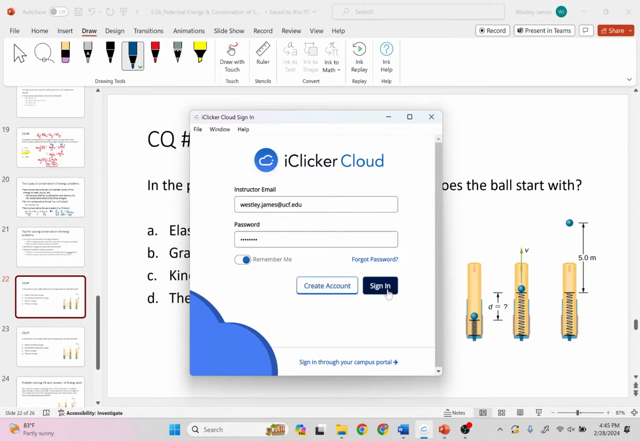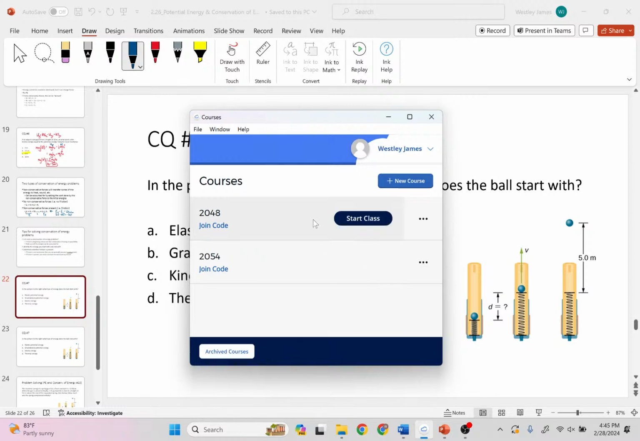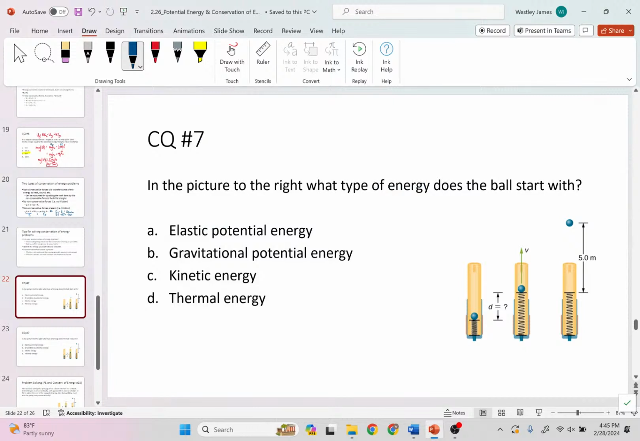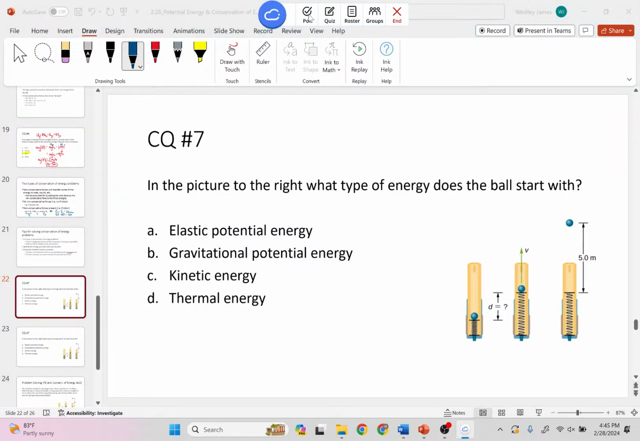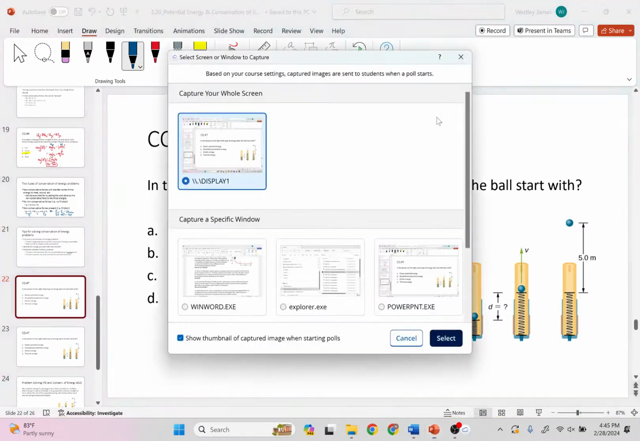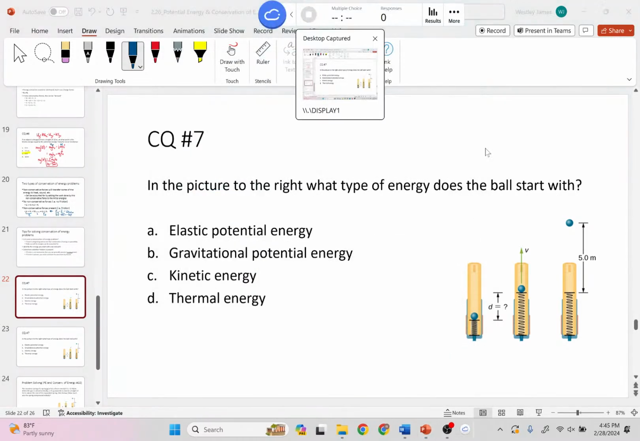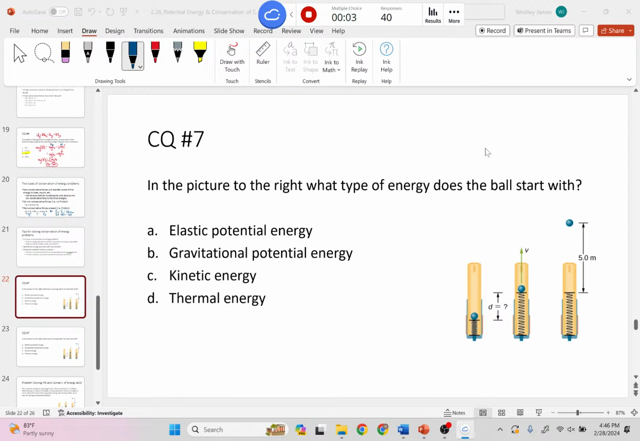what energy do I start with? So when I compress this spring, what energy do I start with? Do I start with elastic potential energy, gravitational potential energy, kinetic energy, or thermal energy? So in the very beginning, at the very, very beginning, what do I start with? So when that spring is compressed a distance d, what energy do I start with?